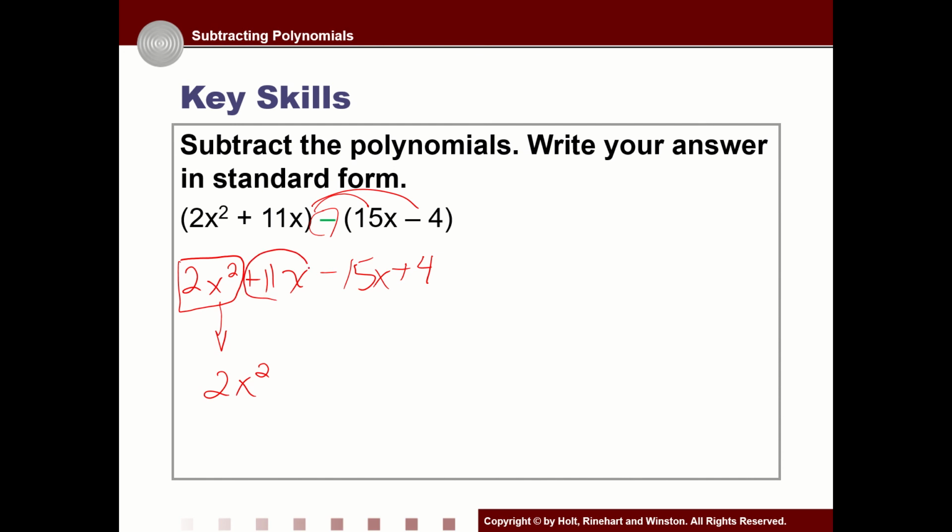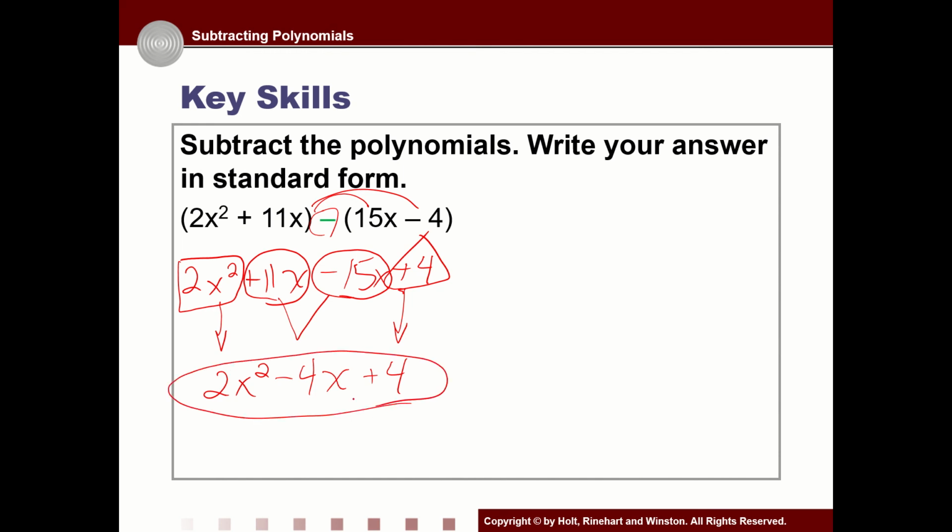Then I have positive 11x, negative 15x. So 11 minus 15 is negative 4x. And then I have a constant of plus 4, nothing to combine that with. So I bring that down and I check to see if I'm in standard form. Well, I have an exponent of 2, an exponent of 1, and an exponent of 0 because there's no variable there. So that is also in standard form.